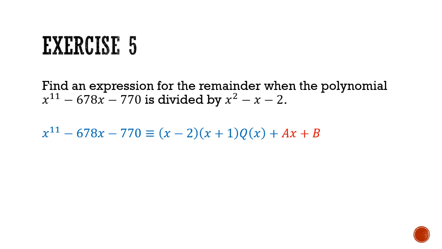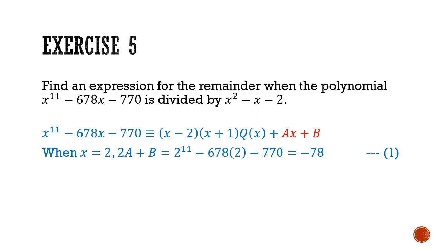So let's begin. Let's substitute x equals 2. For the remainder, it will be 2a plus b. And if we substitute x equals 2 in the degree 11 polynomial, we're going to get something that looks horrible, but it turns out to be just -78. So we'll call this equation 1: 2a plus b equals -78.